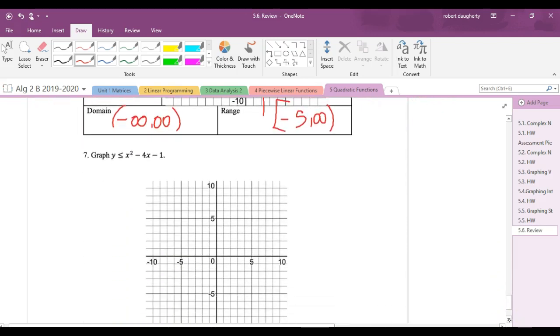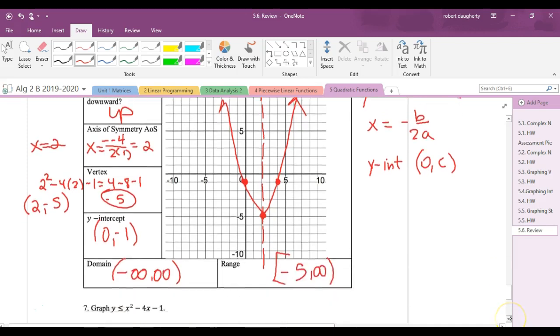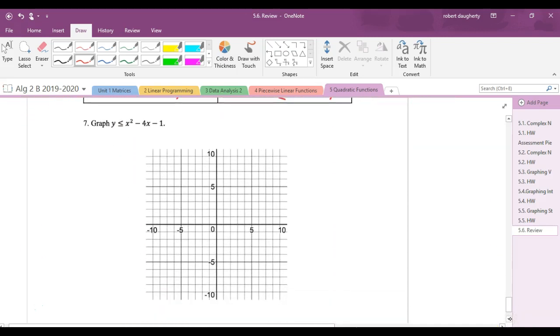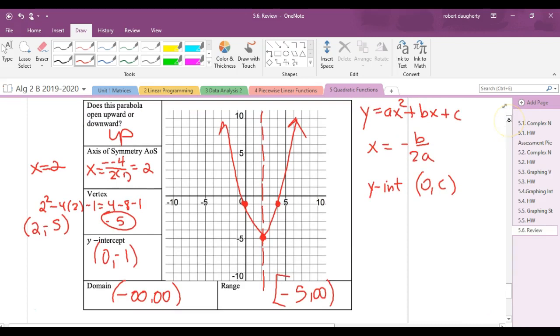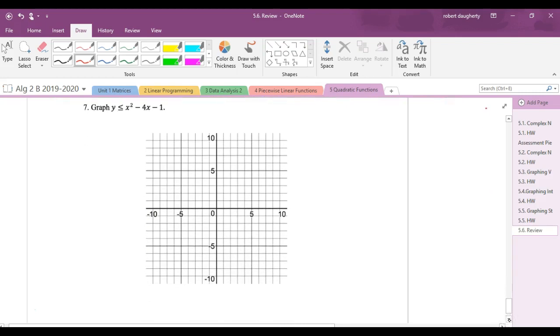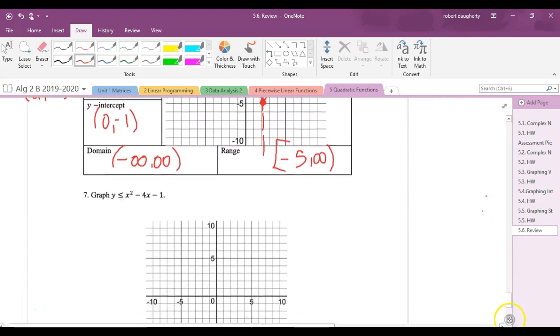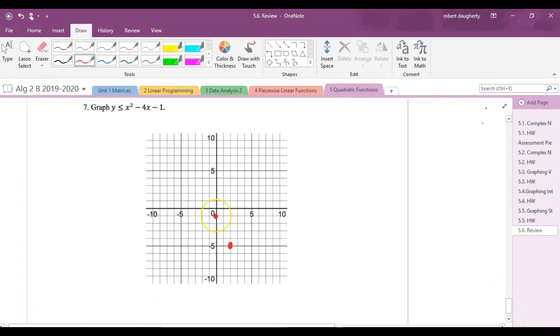And then graph y less than or equal to x squared minus 4x minus 1. So it's the same parabola, but graph the inequality less than or equal to. So if I just recreate what I did here, that was at (2, -5), that's my vertex. And then I found the other points. The y-intercept was at -1, which was right here and right here. Less than or equal to, that's going to be a solid curve.